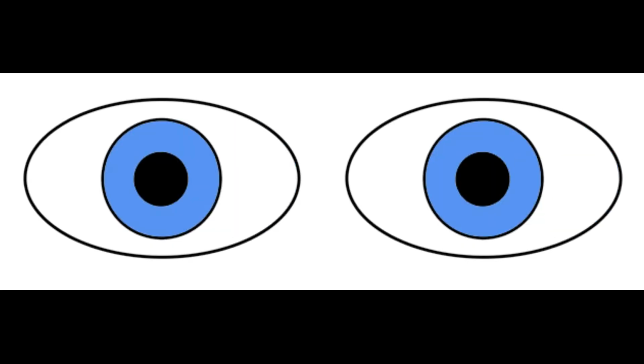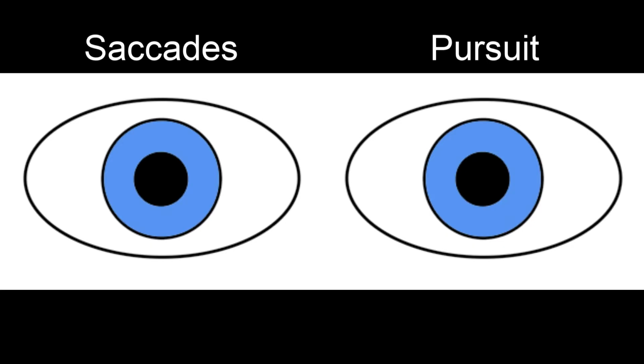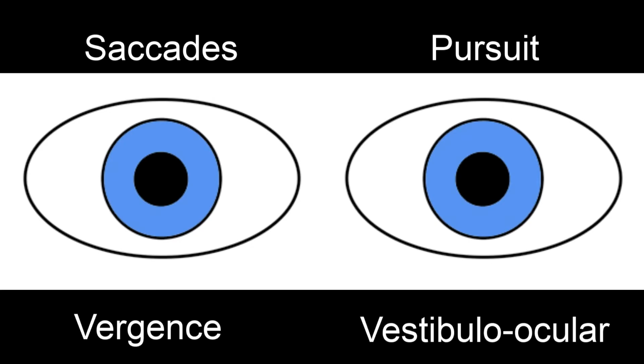The ocular motor pathways direct your eyes to a target of interest and keep them there, even if the target is moving. The brain uses four main systems to accomplish this task: saccades, pursuit, vergence, and the vestibulo-ocular reflex. This video covers horizontal saccades. Part 2 covers vertical saccades. Parts 3 through 5 cover the other systems.